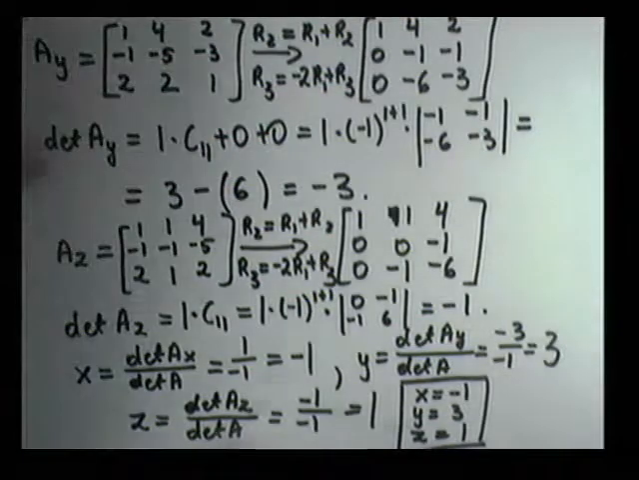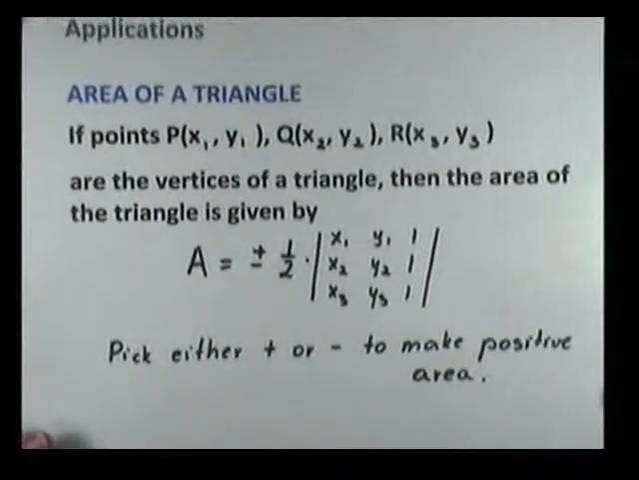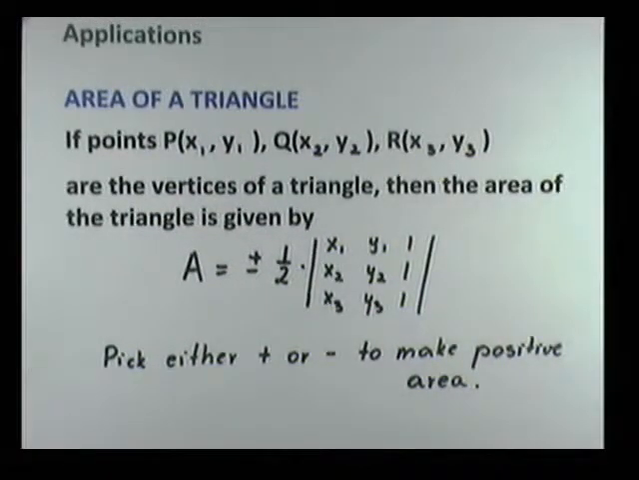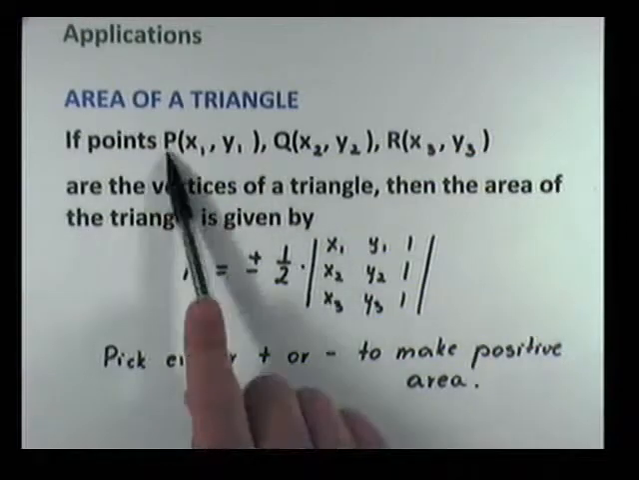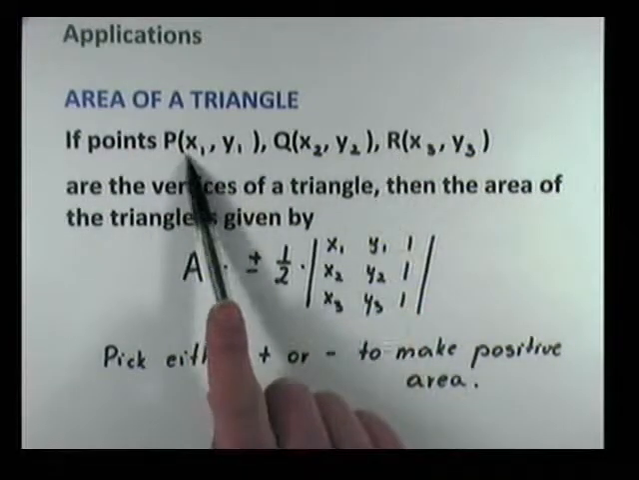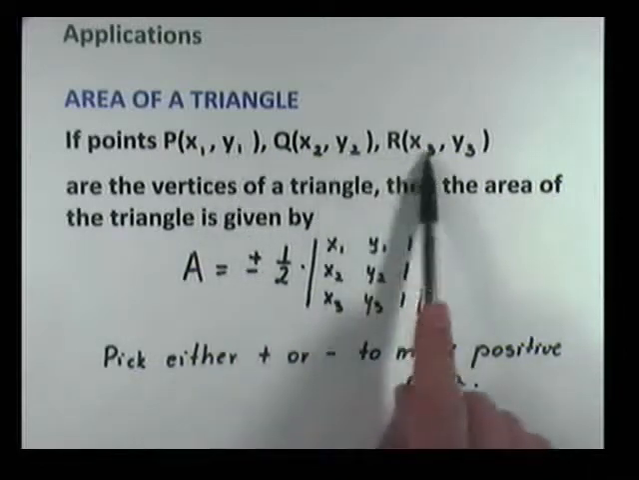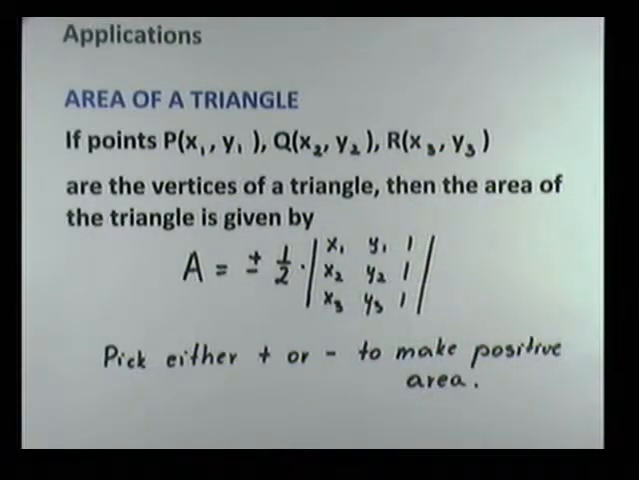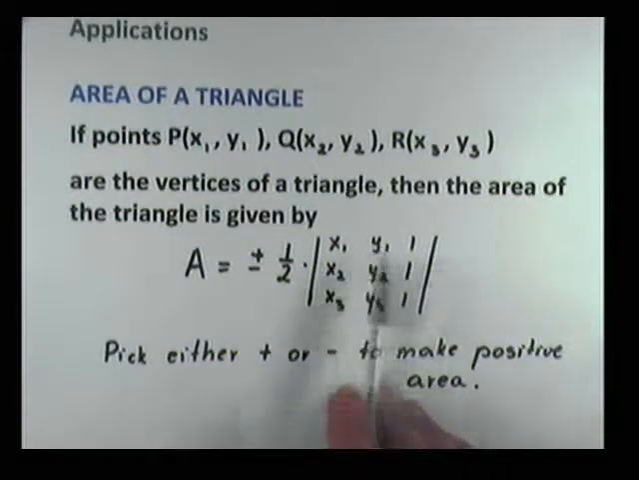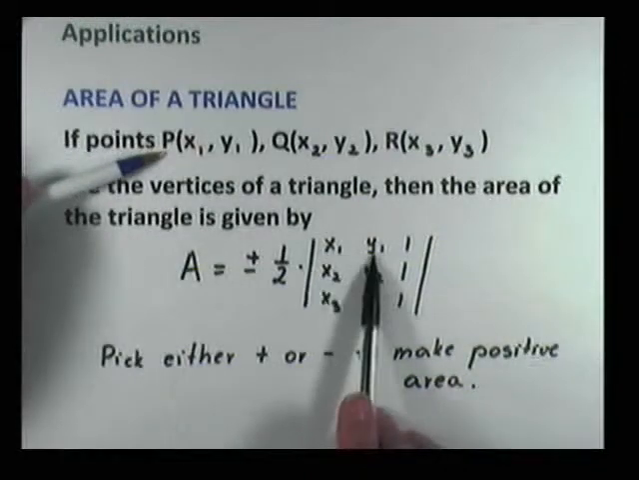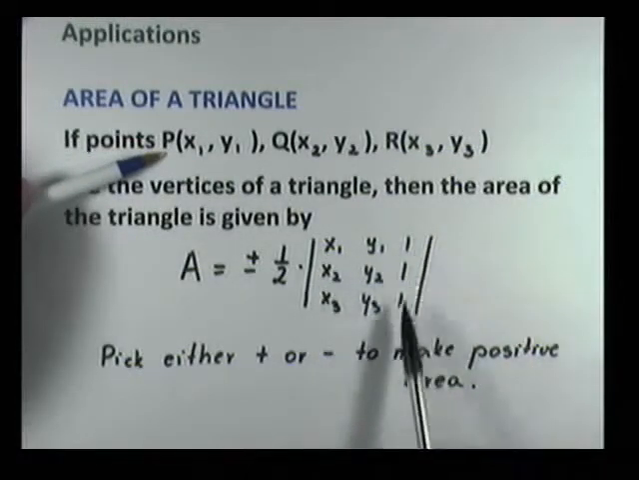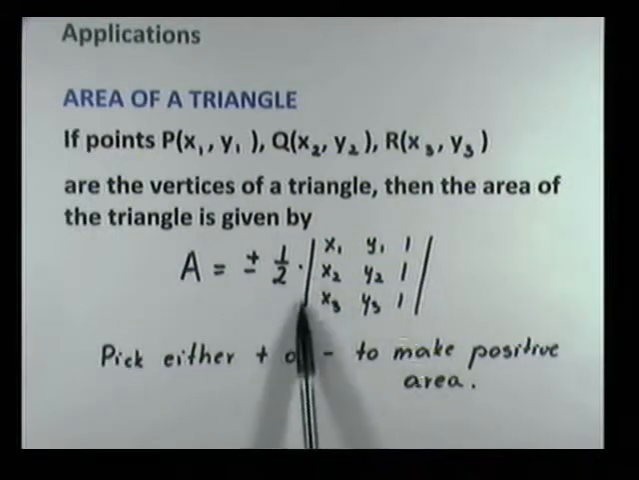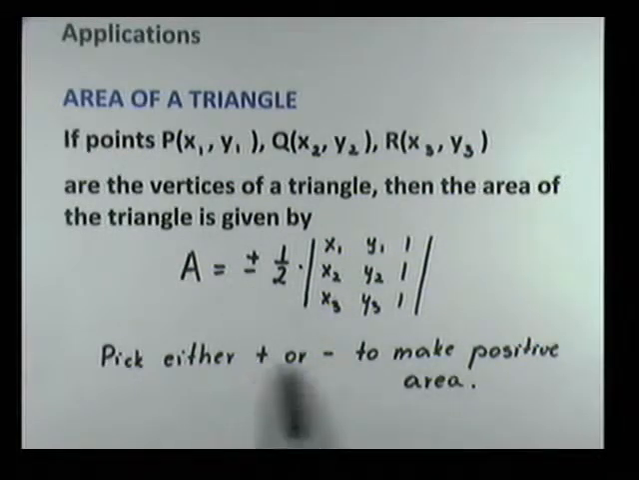Last thing from this section I would like to show you is applications. One of the applications is to find the area of a triangle. If points P, Q, and R that have coordinates x sub 1, y sub 1, x sub 2, y sub 2, x sub 3, y sub 3 are the vertices of a triangle, then the area of the triangle is given by this formula. So basically you put the first coordinate, first point to the first row, second point, and third point, and add the column of 1s. So it's 1/2 times the determinant of this, and pick either plus or minus to make positive area, because area is always a positive number.